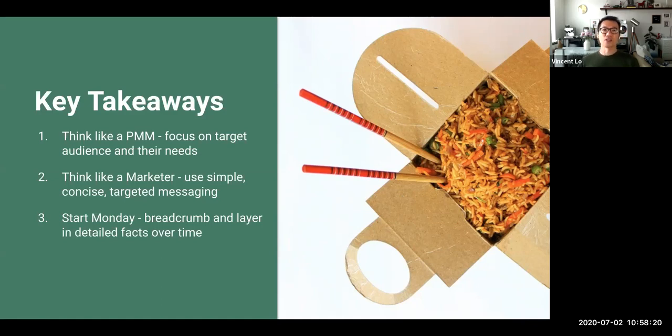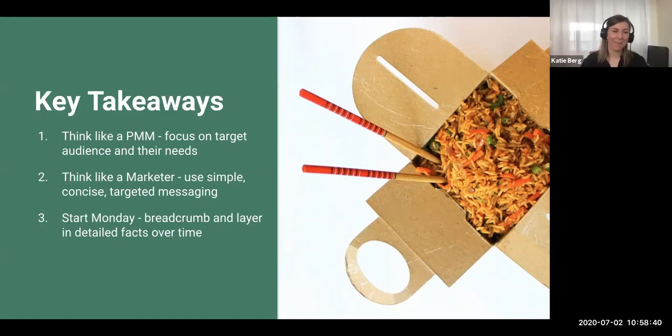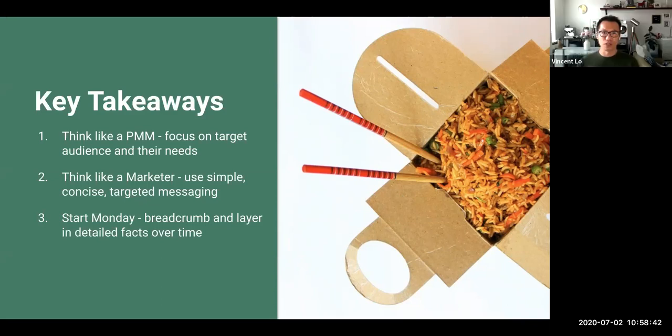And the second thing to think about is, think like a marketer. So Katie was asking, how do we go about using simple, concise language? And this is something I'm constantly working on. I know that Katie and I have this conversation all the time, because I tend to use language that might be less than simple. But again, the notion here is just to use simple, concise, memorable, and really targeted messaging.